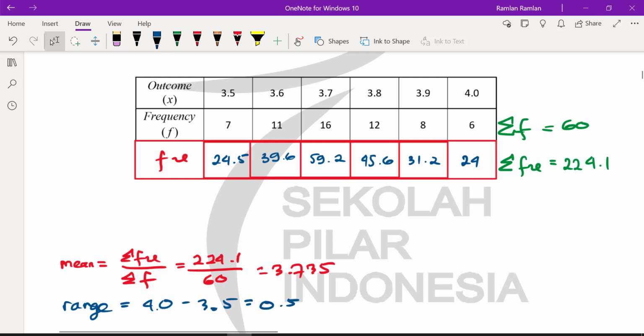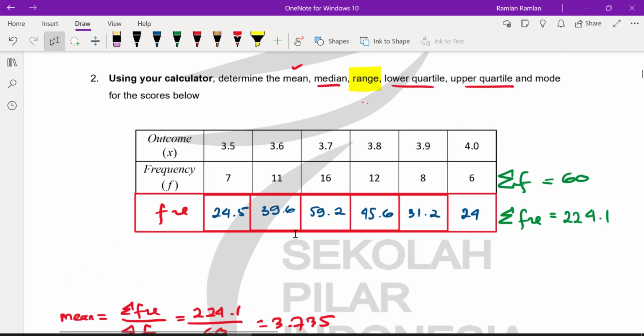Okay, so you can do the easiest one first, guys. If you see that the range is easier to calculate, just do the range first. You don't have to do the mean first. Remember that it's a better idea to do the easiest question first.